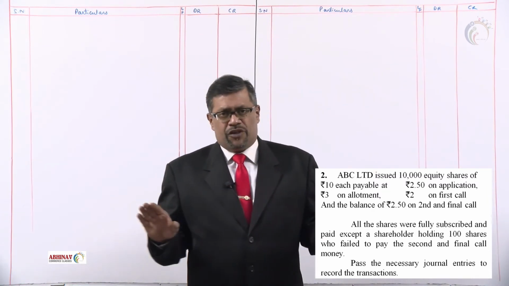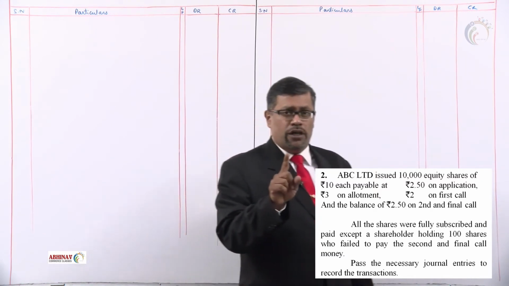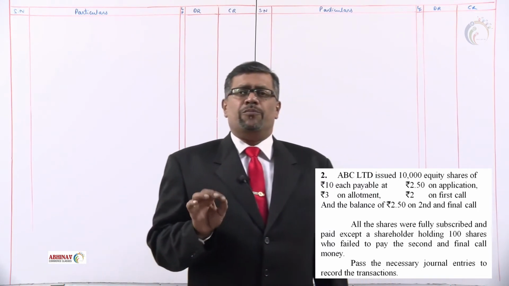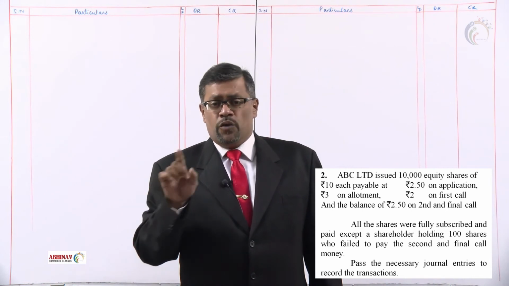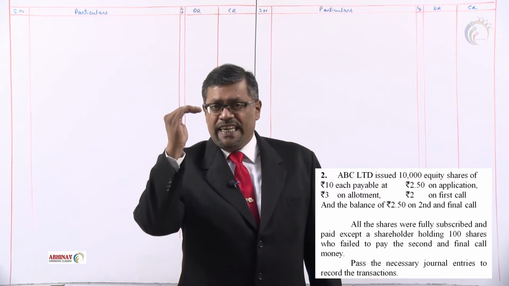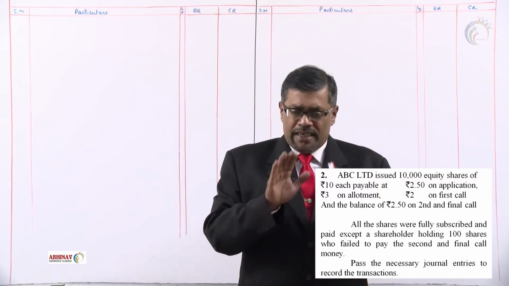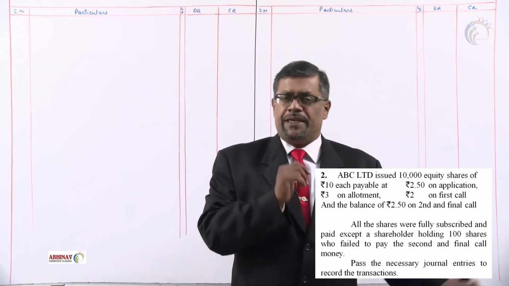All the shares are subscribed and the monies are duly received except one shareholder who is holding 100 shares failed to pay the second and final call money. So arrears are of 100 shares. When we go to that second and final call, that time we'll see how to treat calls in arrears. Till then, everything we have learned in the first problem will be the same.